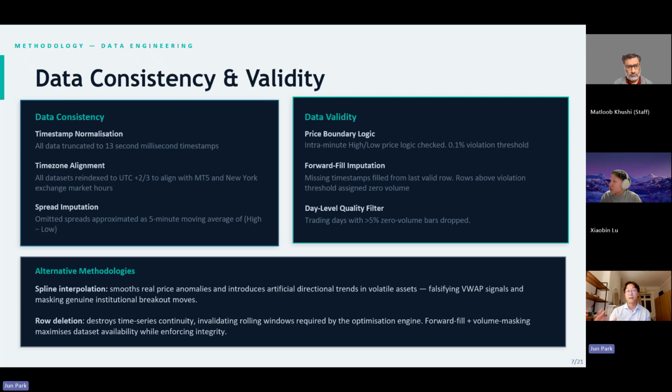Each minute bar is validated to ensure that the low was less than or equal to the open and close, and the same for the high, but in the opposite direction. Now, minor variations within a 0.1% tolerance were auto-corrected as rounding errors, but severe violations beyond that were removed and then forward filled with zero volume. This preserved time series continuity without introducing artificial momentum into the data, which is why spline interpolation and raw row deletion were explicitly rejected.